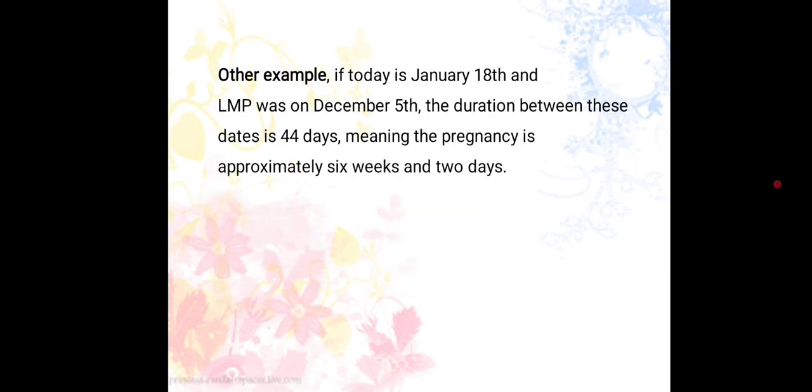Another example: if today is the 18th of January and the LMP was the 5th of December, the duration between these 2 dates is 44 days. Dividing 44 days by 7, the gestational age is 6 weeks plus 2 days. I wish it's clear for you. It needs some practice to be easy.